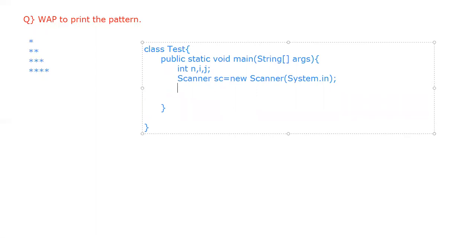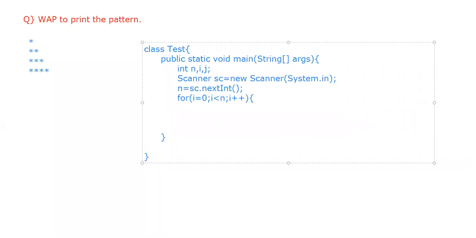Now n equal to sc.nextInt(). For i equal to 0, i less than n, i plus plus. So this will be for the rows, or in your case you can call it the perpendicular or the base, whatever you call this line, no issue. So I am calling it rows in terms of computer terminology. So these are the rows. So the outer loop is responsible for the rows.